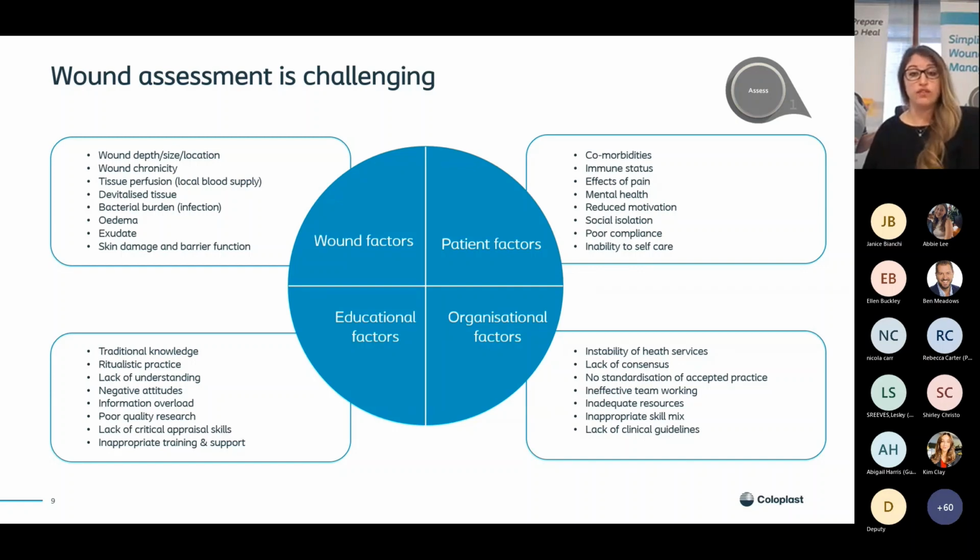Is this wound in an acute phase, or have we got a chronic wound that we're dealing with? Is there any bacterial burden or biofilm buildup in that wound? And looking at things like oedema and exudate, how much exudate is coming from that wound? Is that wound really dry, or is it really wet and that's causing further problems for the patient? Is it damaging the skin, and what's the barrier function of that skin like now? Do we need to look at the pH levels of the skin and how we can bring the pH back down to where we need it to be?